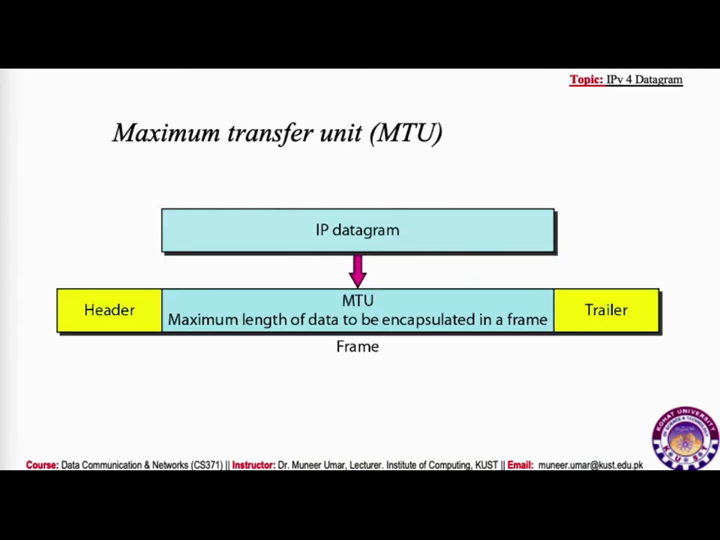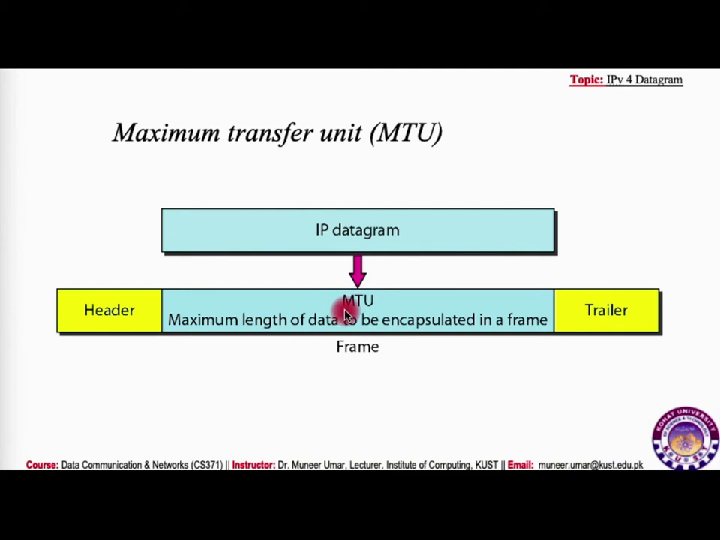So here we have an IP datagram. In this IP datagram, we would have the header here, and here we would have data. So it would be header plus data. The data can also be referred to as payload. So this IP datagram is a part of a frame which is created at the data link layer.